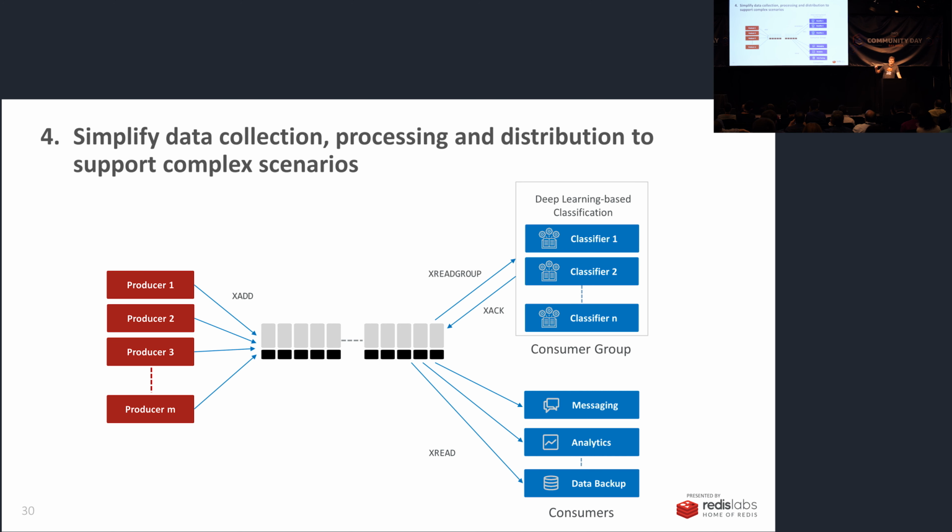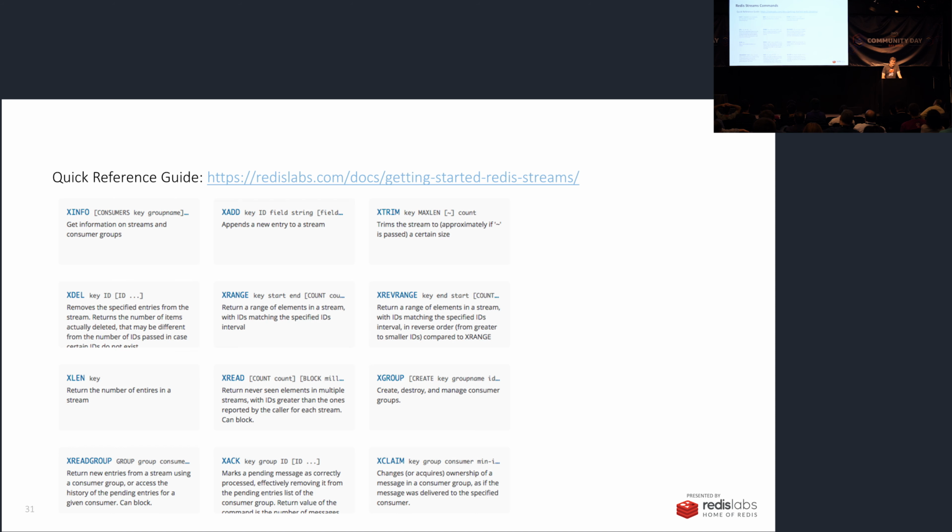You can also do consumer groups so that the consumer group can have multiple clients or consumers that are acknowledging that they've received the data. And if they don't acknowledge that they've received the data, then you can have another client pick up the entries that have not been acknowledged. This is how you make sure that you've processed each record at least once. Again, here's the quick reference. Just go to redis.io or Redis Labs. We have it there too.